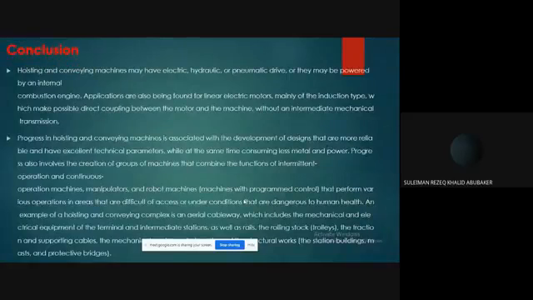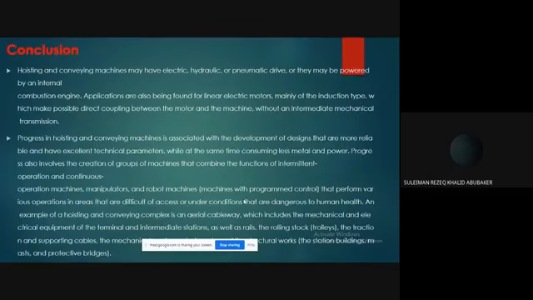Hoisting and conveying machines may have electric, hydraulic, or pneumatic drive, or they may be powered by an internal combustion engine. Applications are also being found in linear electric motors, mainly of the induction type, which make possible direct coupling between the motor and the machine without an intermediate mechanical transmission. Progress in hoisting and conveying machines is associated with the development of designs that are more reliable and have excellent technical parameters, while at the same time consuming less metal and power.